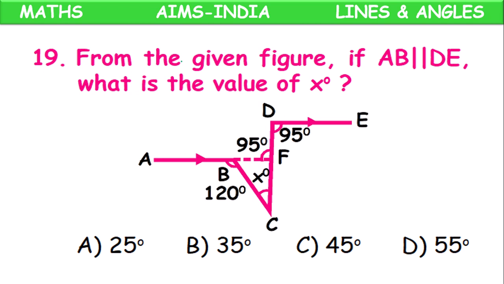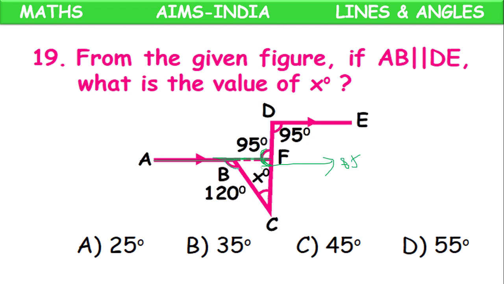Next one. From the given figure, if AB is parallel to DE, what is the value of X degrees? So this AF line, this angle will form a linear pair. 95 plus this equals 180 degrees. So this angle will become 85, linear pair.